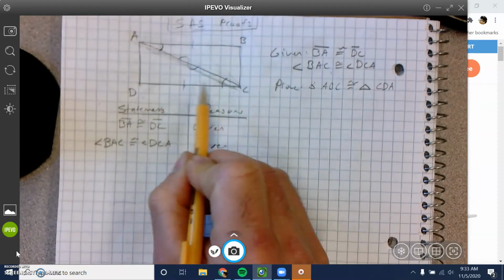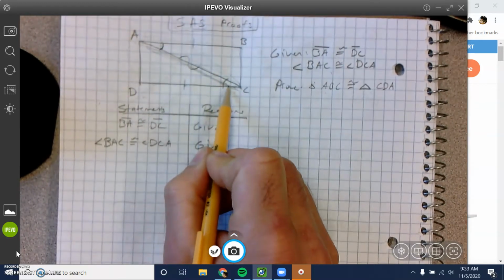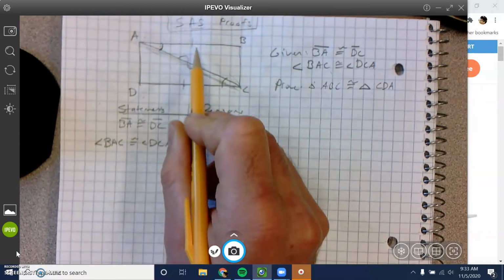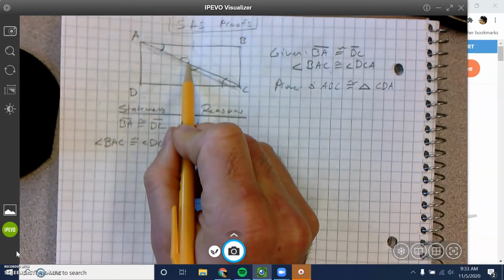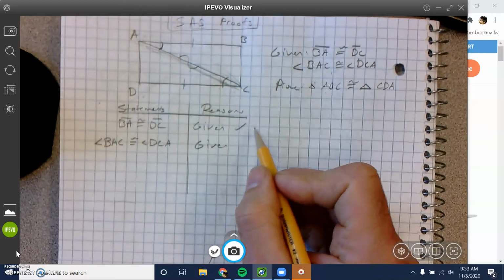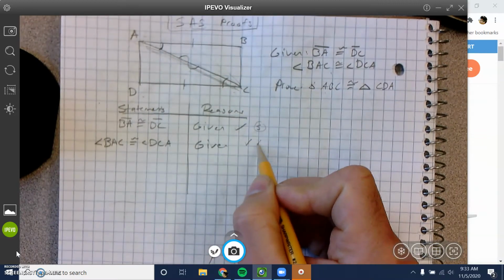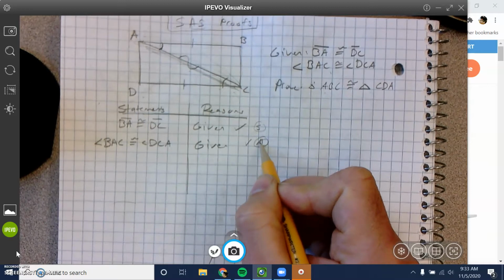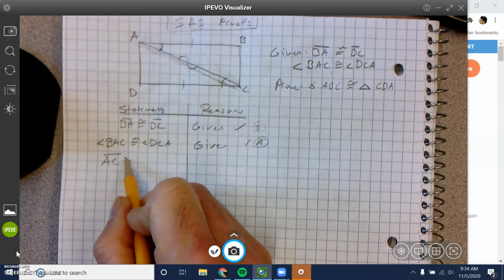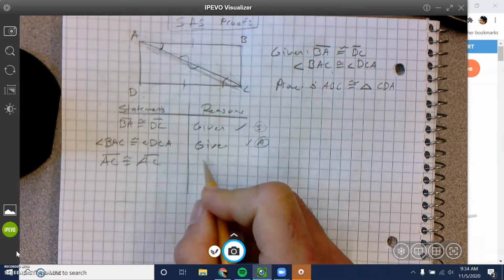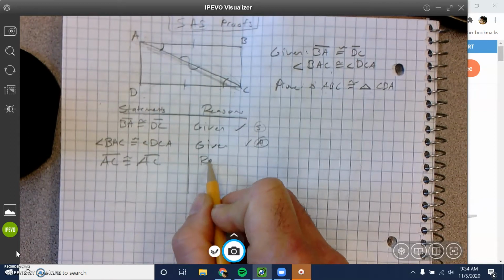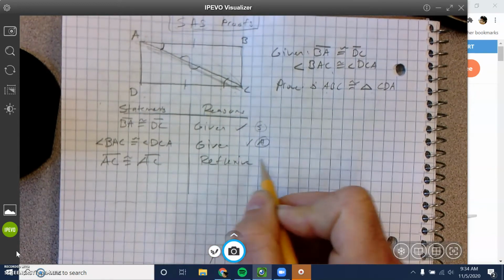So now I have side, angle, side. Is the angle included? Yes. It's in the middle between the two congruent sides. Side, angle, side. Okay, so I can't forget to write this because I have one side, one angle. So I need another side proof statement. So that's going to be AC or CA is congruent to AC. Why? That is not given. That's the reflexive property.